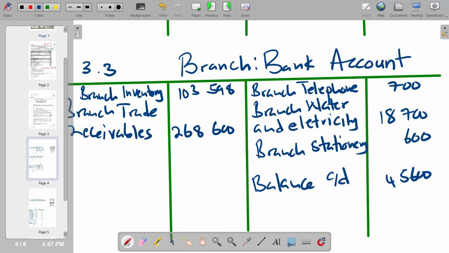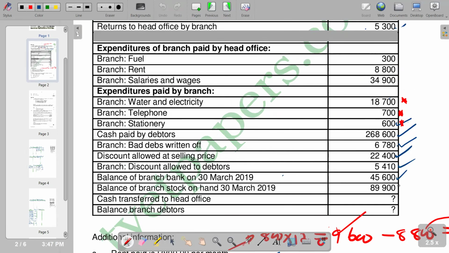So basically, this is what we have: our closing balance. Then we also have another closing balance, which is the balance of branch stock on hand at 30 March 2019. So this is going to be the branch inventory account, the end of period balance of 89,900.